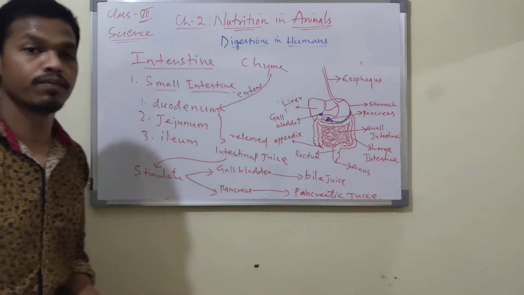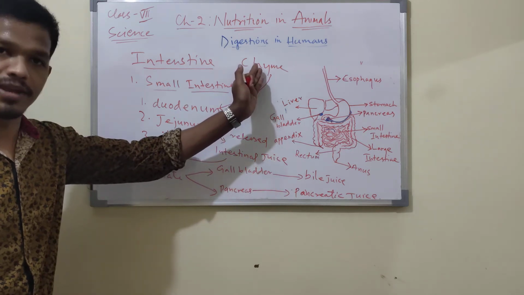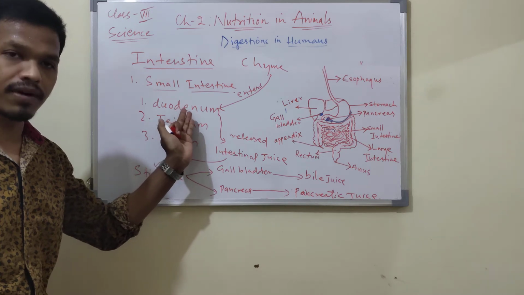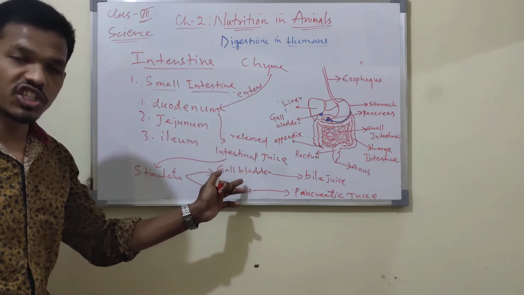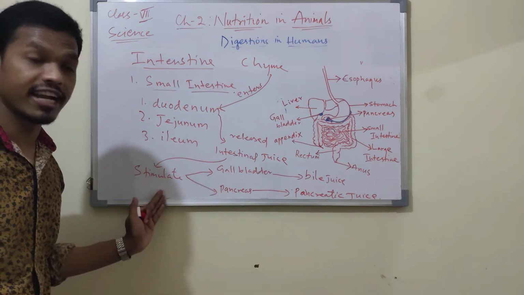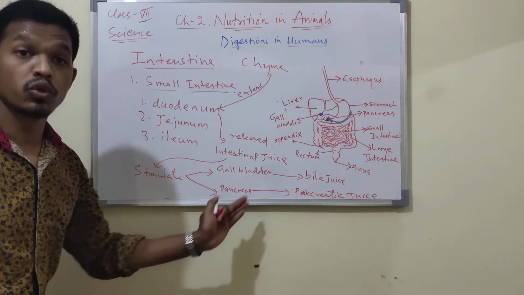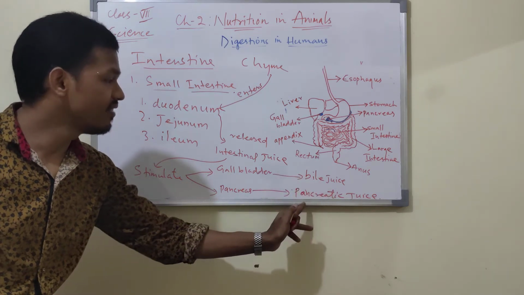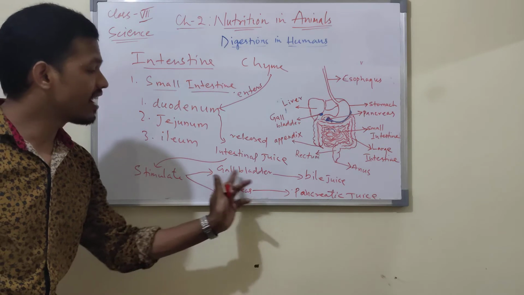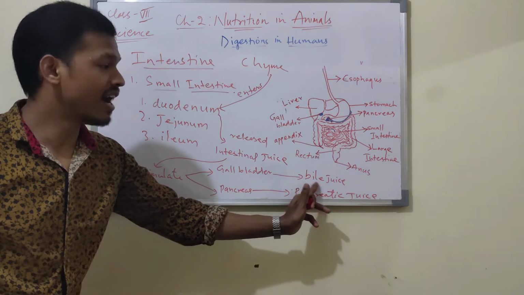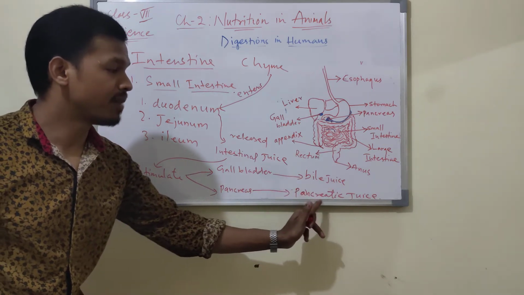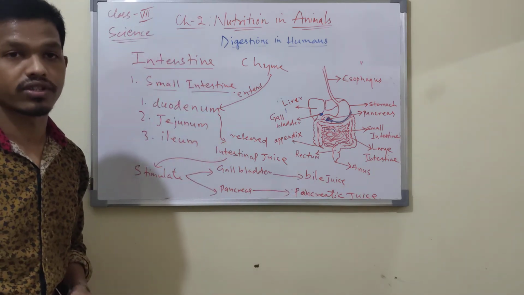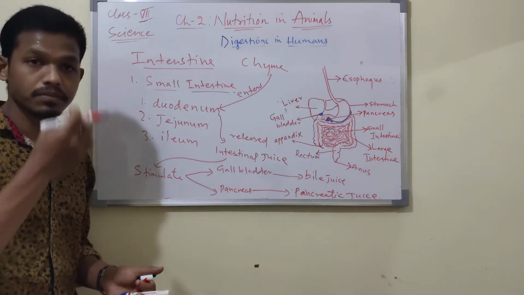Got it now? Understood? So here what happened? When chyme, that is the liquid state of food, enters the small intestine, the duodenum part, it will release intestinal juice. This intestinal juice will stimulate the gallbladder and pancreas to release special digestive juices, called bile juice and pancreatic juice. The gallbladder will secrete bile juice, the pancreas will secrete pancreatic juice. What are their roles? We'll study that.